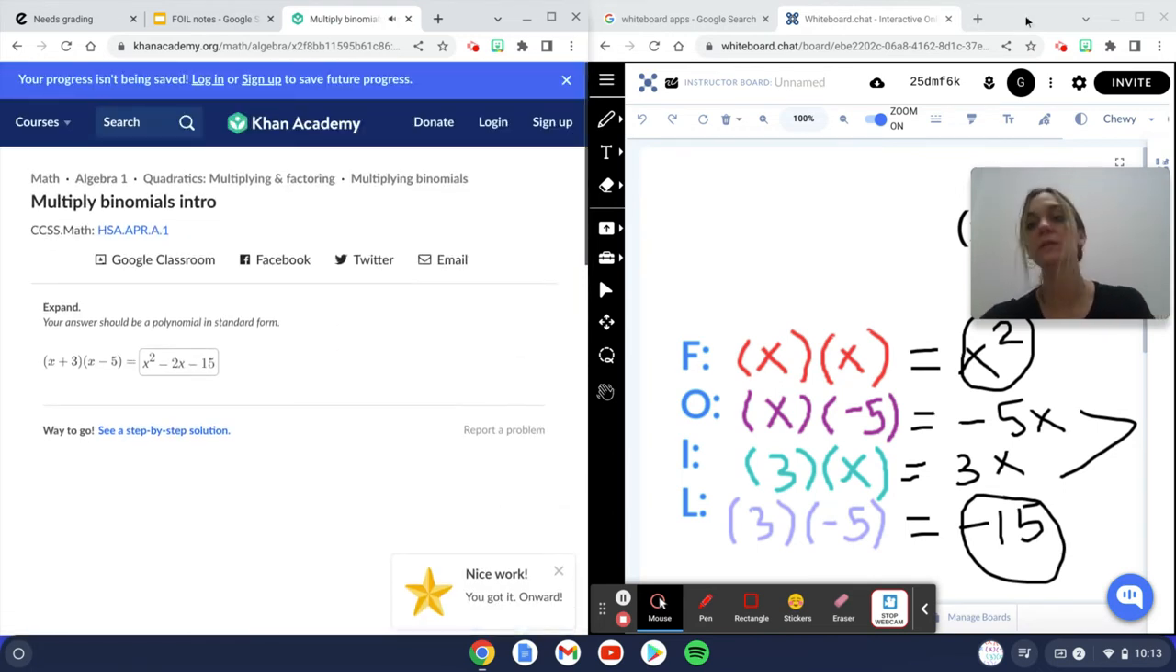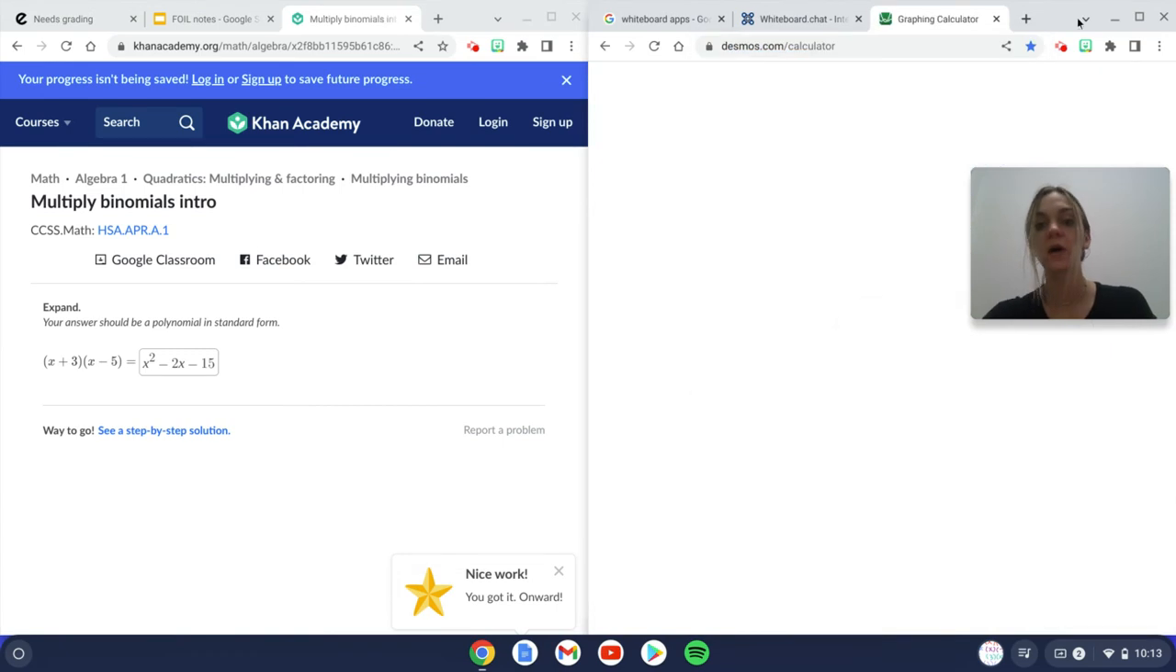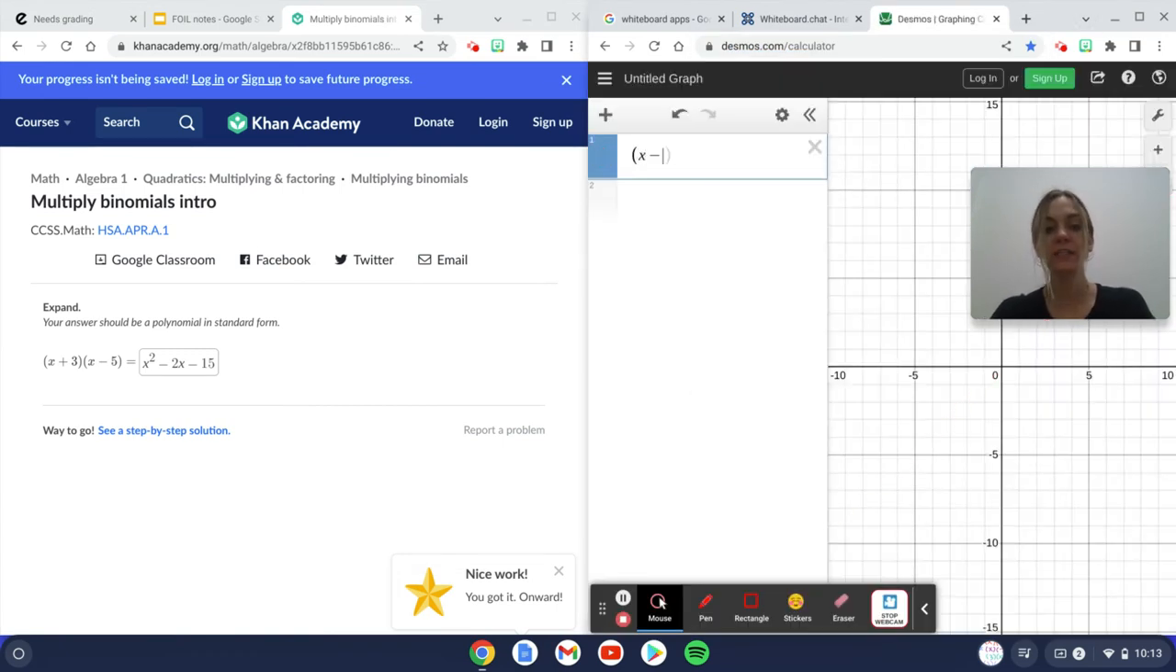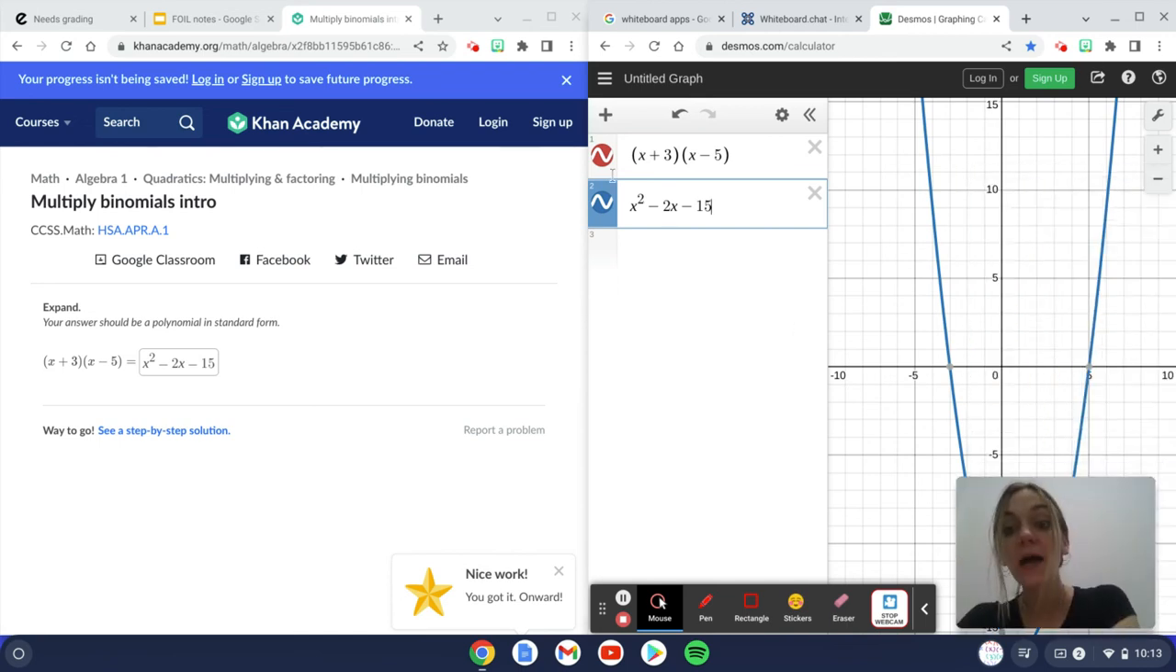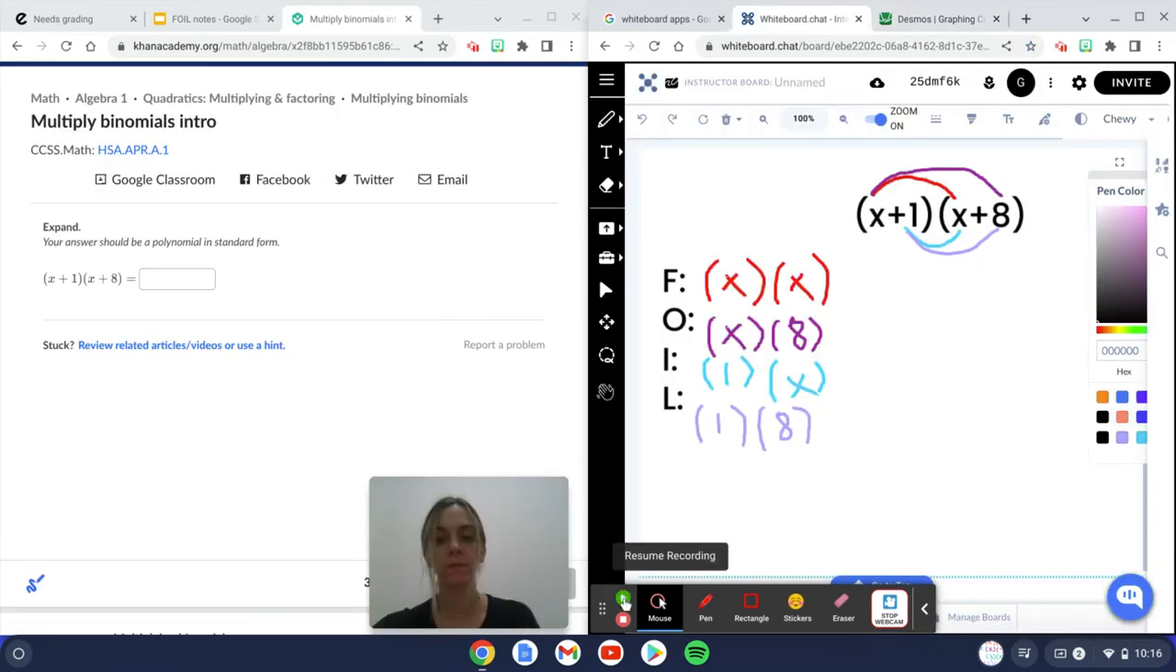Now, if you're somebody who wants to check your answers beforehand, what you can do is put your two binomials into Desmos, and then put your FOILed form in Desmos as well, and you'll see that they're right on top of each other, which is exactly what we want, because it means that they're equal.